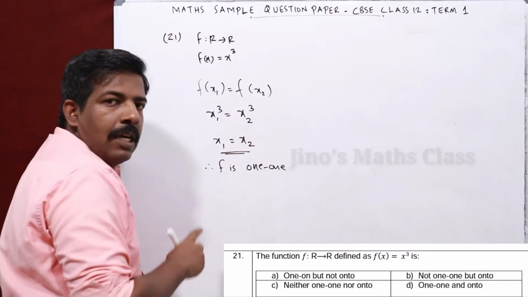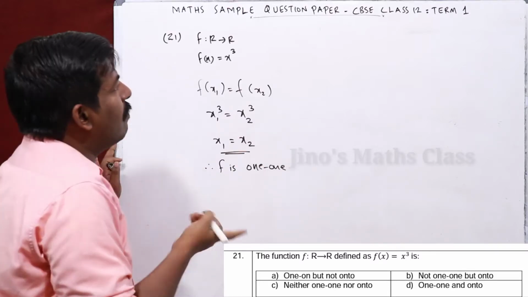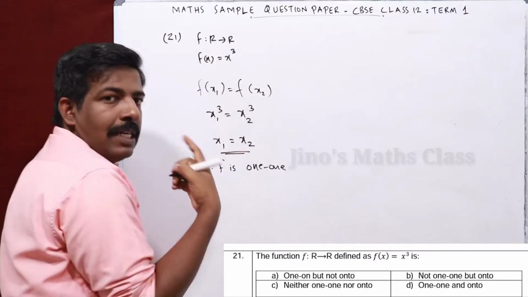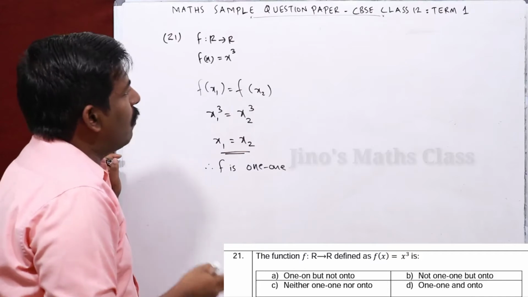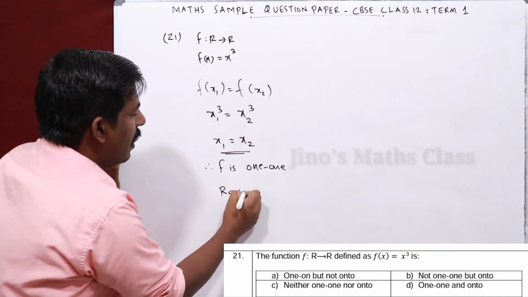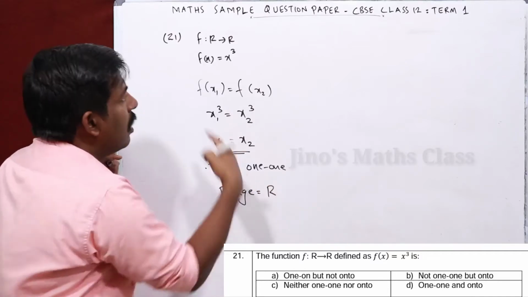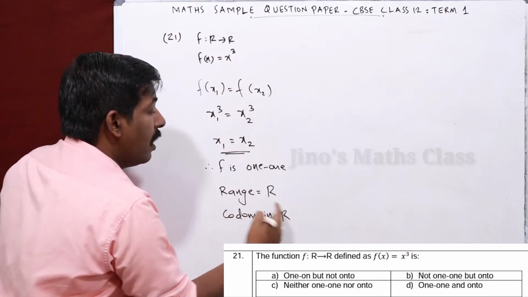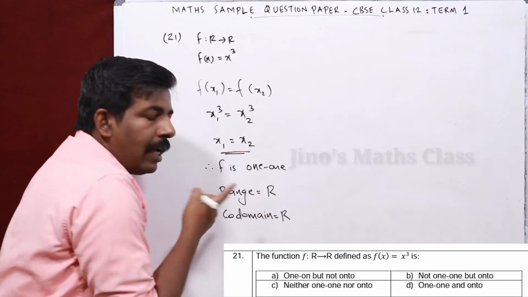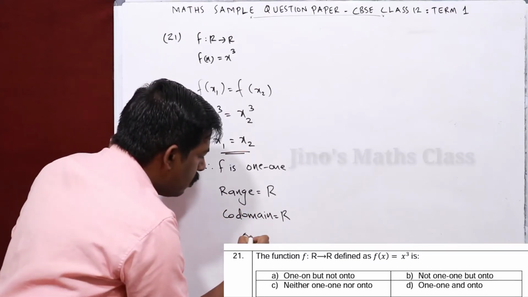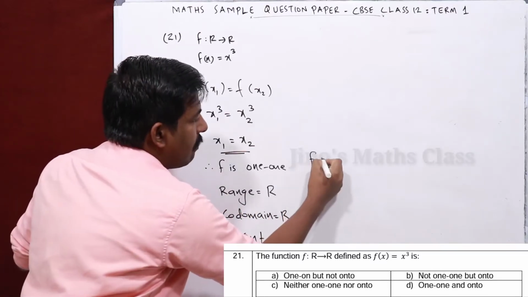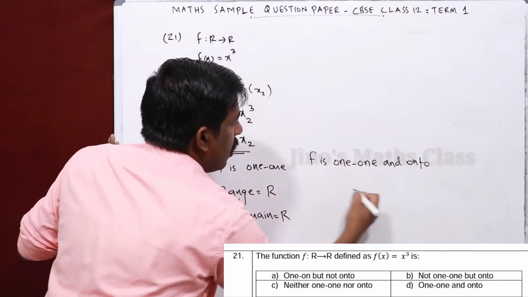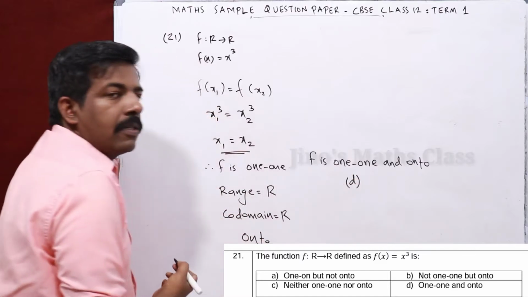Now for checking whether it is surjective or not, we can find the range of this function. For any value of x from the real numbers, we will get any real number as the f of x value. That means in this case the range is also R. Now the codomain is also R, so the range is equal to the codomain. That's why the function is onto also. Therefore f is 1-1 and onto, so option D is the correct answer.